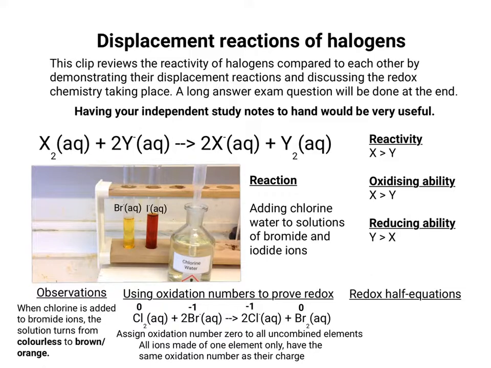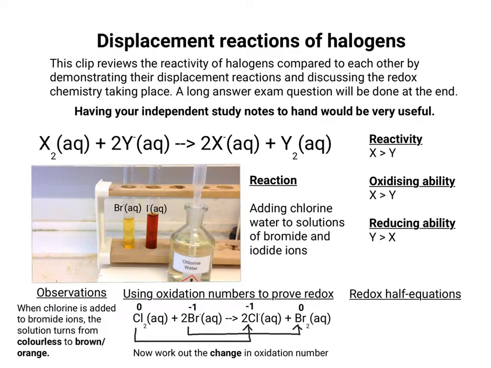So once you've worked that out, you can then draw a little arrow from one species to its equivalent on the right hand side, like that. Now what you do is you work out the change in oxidation number. So looking at chlorine first of all, it's going from 0 to -1, and bromide's going from -1 to 0.